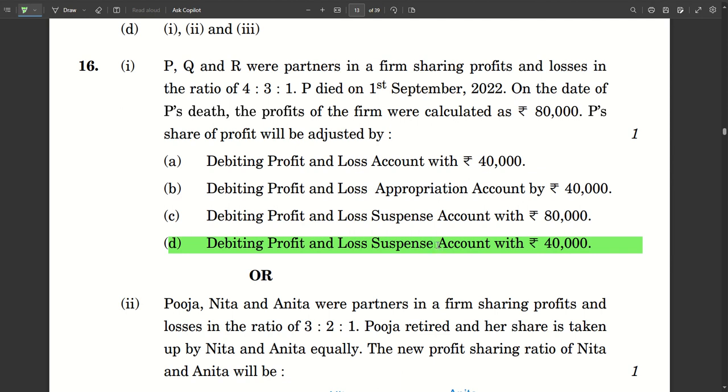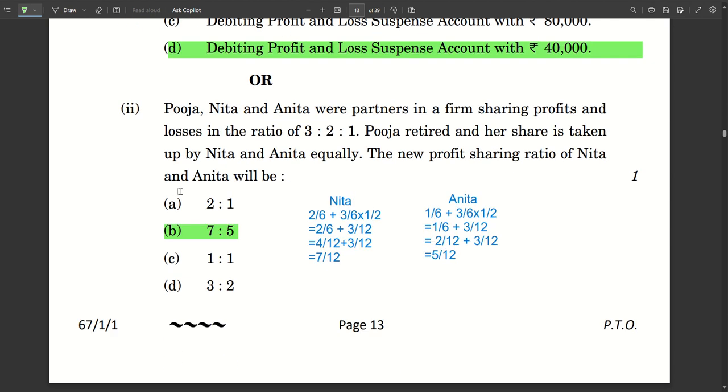Okay, straightforward. Next one. Three partners we have again, Pooja, Anita, and Anita. Their old PSR is given. Pooja retired and her share is taken by Anita and Anita equally. So let's do the calculation. 2 by 6 is the old ratio. 3 by 6 is Pooja's share, which they're taking equally. That means 3 by 6 into 1 by 2, which is 3 by 12. So 2 by 6 plus 3 by 12 is 7 by 12. And 1 by 6 plus 3 by 12 is 5 by 12. So 7 is to 5 is the answer.